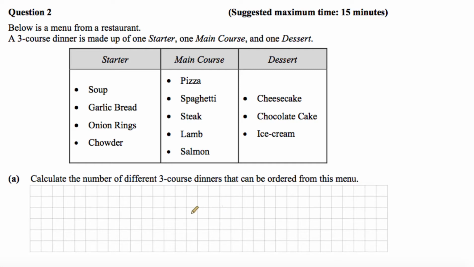Well, this is the fundamental principle of counting. So if there's 4 starters and there's 5 main courses and 3 desserts, if we want to find out the number of different 3-course combinations, we multiply those numbers together. So 4 by 5 is 20, times 3 is 60.